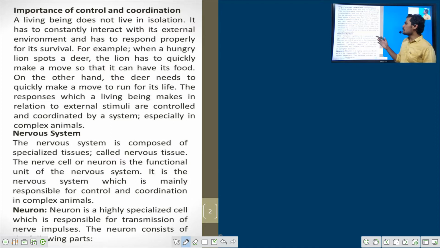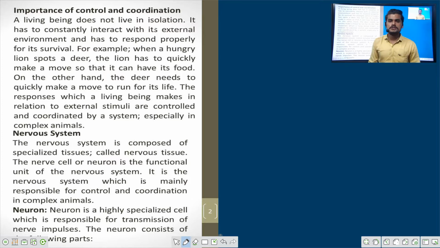Moving on to the nervous system. Coordination here is the interaction, how we interact with external stimuli. A stimulus is something we come across. We do not sit idly the whole day, isn't it? We have to interact with our environment and our surrounding society. The main system which helps us to coordinate is the nervous system.